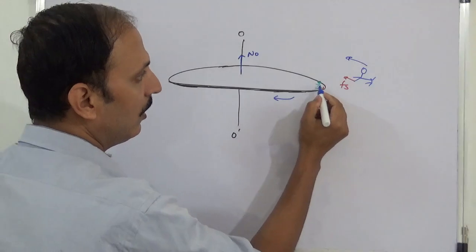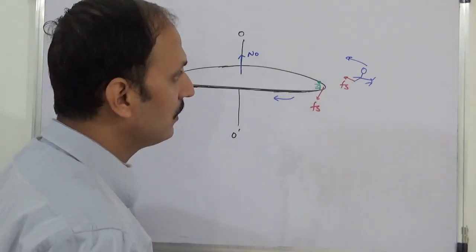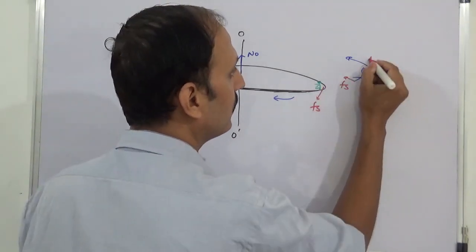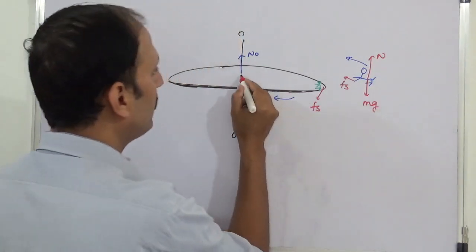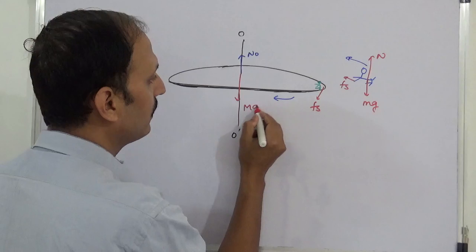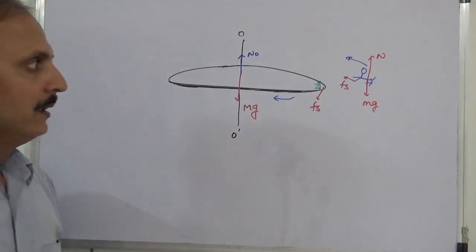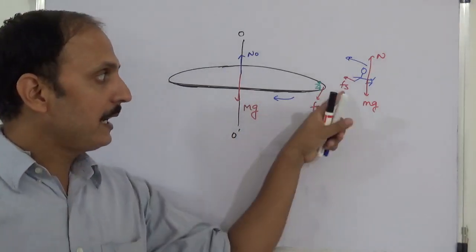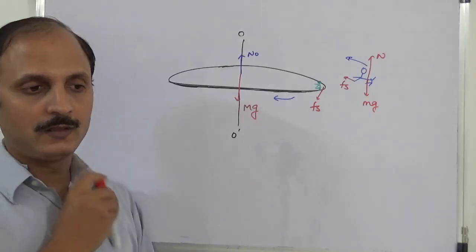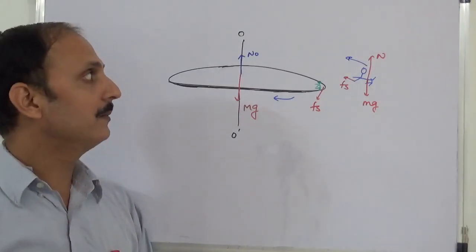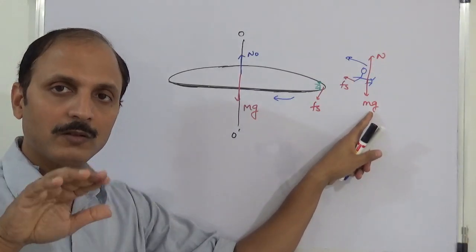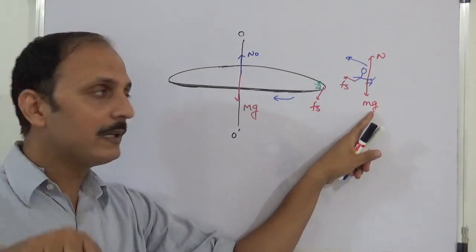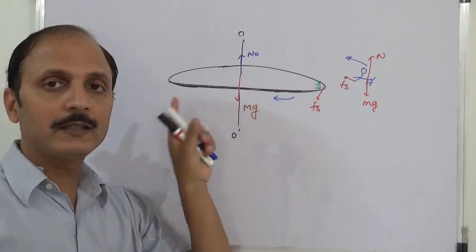On the insect there will be a normal reaction. Its mass, let's say, is small mg. For the disk, there will be mass capital Mg. On the insect, static friction is also there. If I take both in my system, N will be balanced by mg because the insect is not moving in the vertical direction. This N0 will be balancing capital Mg.